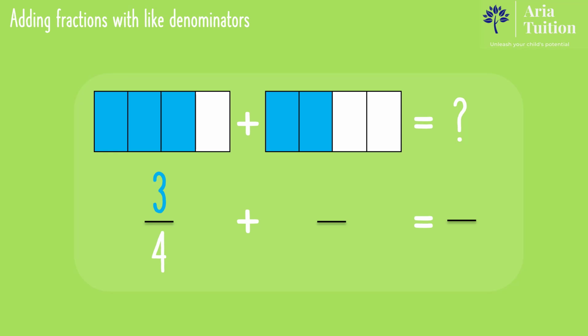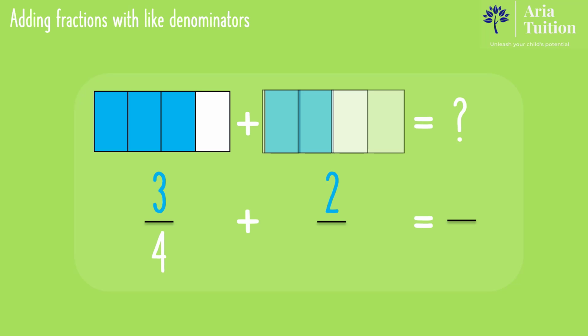There are 2 shaded sections in the second block, so the numerator is 2. There are 4 sections altogether, so the denominator is 4.